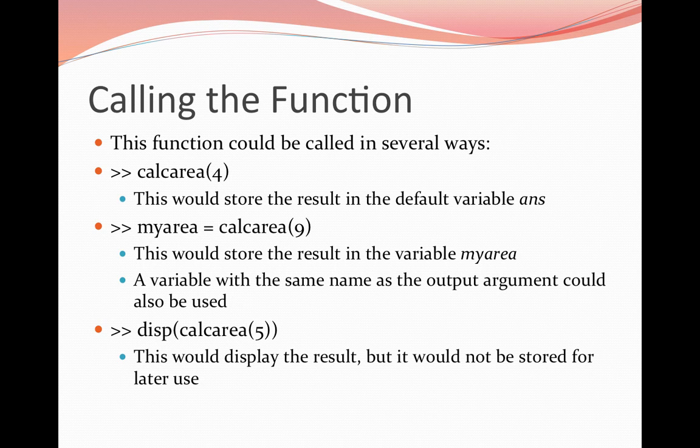Another way I could call the function would be in some kind of output function. For example, I could say disp calcarea of 5. So that would calculate the area of a circle that has a radius of 5. The calcarea function would return that number, and then here I'm displaying it, but I'm just displaying it, so I wouldn't have the value stored anywhere, not in ans, not in any other variable. So I can look at it, but I'm not going to be able to use the value later on.